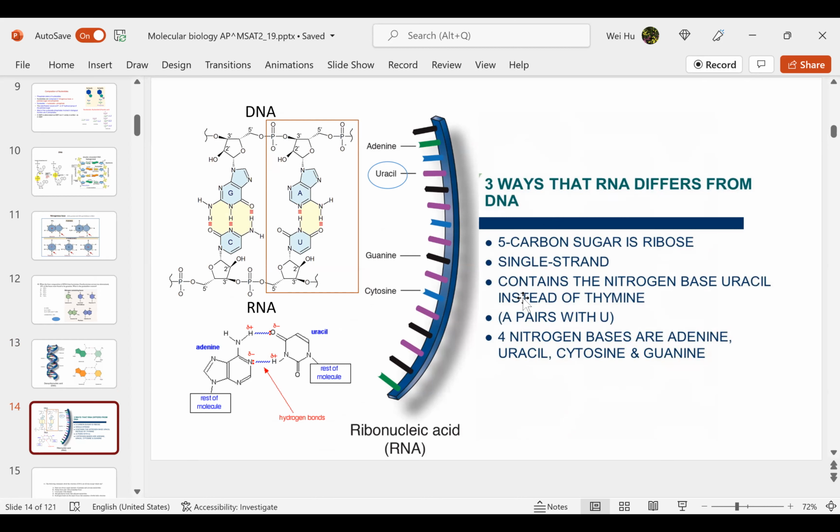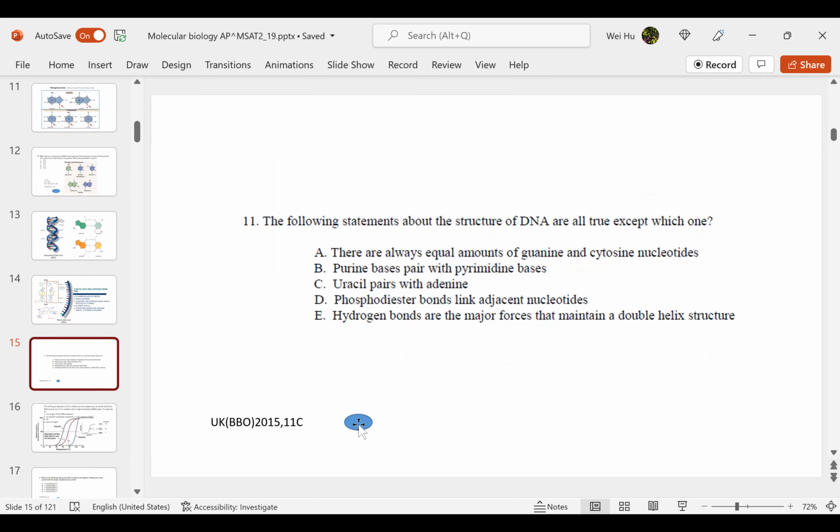Now let's pair again. When they copy information from your DNA, they have to pair. So G still pairs with C, no change. But A pairs with U. Here, see, A and U pair. Now let's do this question. This is too easy, so I think you can do this by yourself.